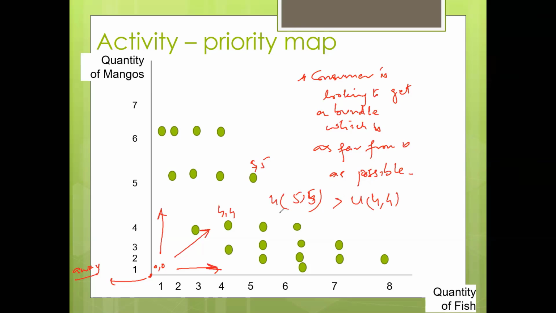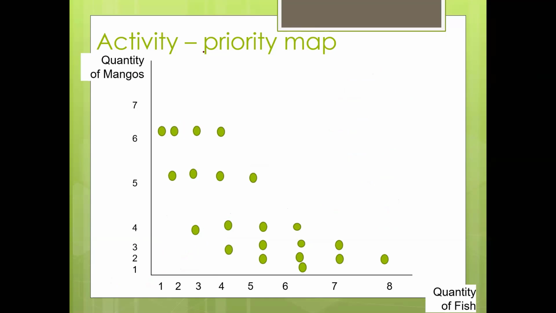So this is ordinal utility. Even though we don't have any value of how much utility we get, we actually know that 5 comma 5 is better than 4 comma 4. So it is rankable. The dots which are away from 0 are better, so we can rank them. So this is the ranking. This one is better than this one is better than this one. So best, second best, third best, fourth best. Similarly, all the dots could be ranked. So this is the map of, what you call it, the customer priority.